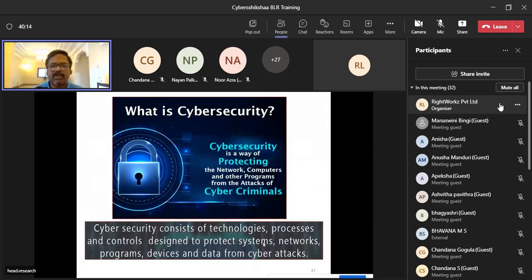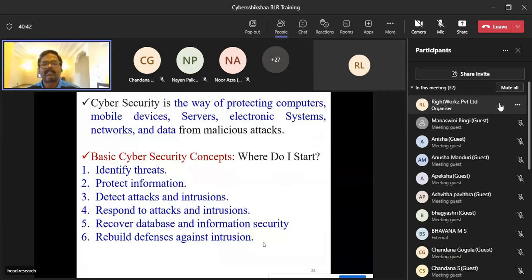This is the beautiful definition of cyber security. It is a way of protecting the network, computers and other programs from the attacks of cyber criminals. Cyber security consists of technologies, processes and controls designed to protect systems, networks, programs, devices and data from cyber attacks. Cyber security is the way of protecting networks, servers, computers, mobile devices, electronic systems, networks and data from malicious attacks.